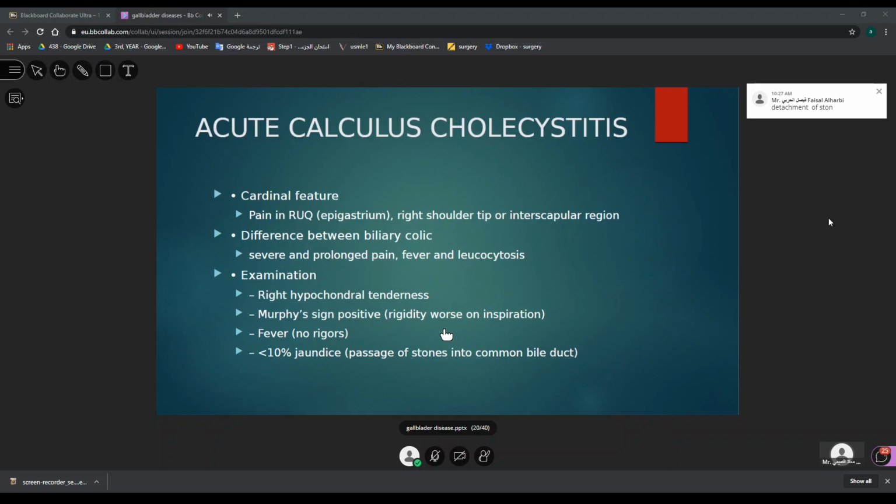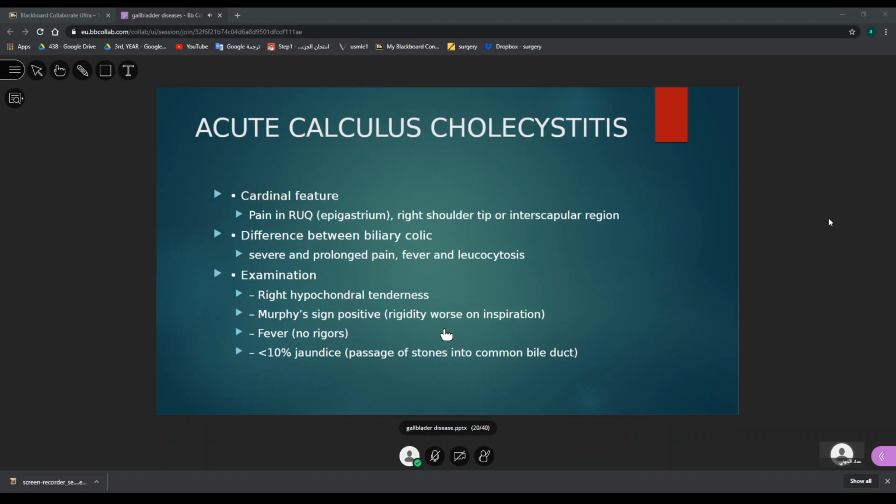Let's take it simple. So we have a gallbladder. The gallbladder contains stone. If this stone is not treated, it will lead to acute calculus. Calculus in Greek means stone. So acute calculus cholecystitis means an inflammation of the gallbladder because of the stone.